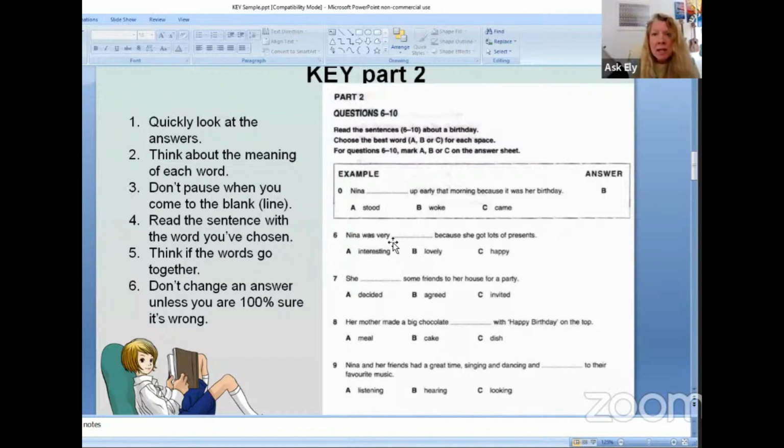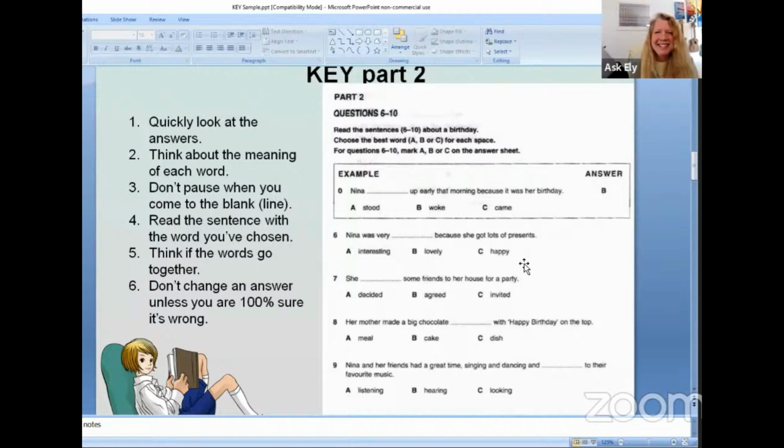Did you see how I didn't stop at the blank? I went, Nina was very because she got lots of presents. Now, think about it. If you got lots of presents, another word for presents is gifts, right? So, would you be very happy if you got gifts?